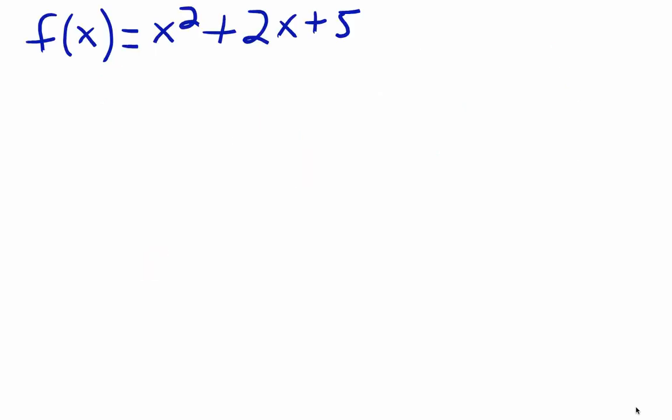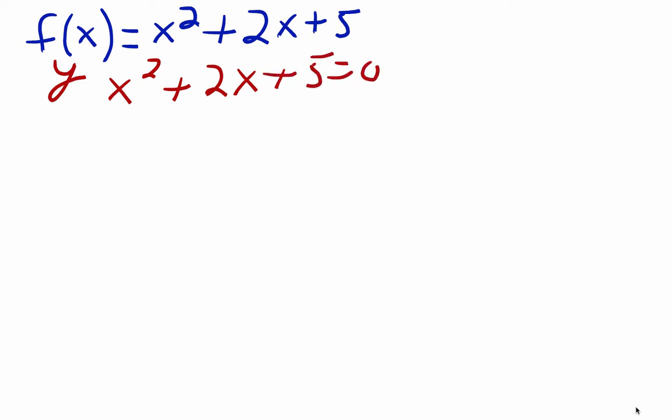Okay, so let's try our first one. We have f of x equals x squared plus 2x plus 5. Once again, this could have been y, it does not matter. Sometimes they're going to have y, sometimes they have f of x. It means the same thing. The first thing you're going to do is set the whole thing equal to 0: x squared plus 2x plus 5 equals 0.